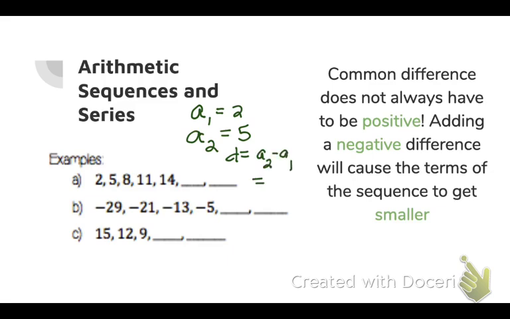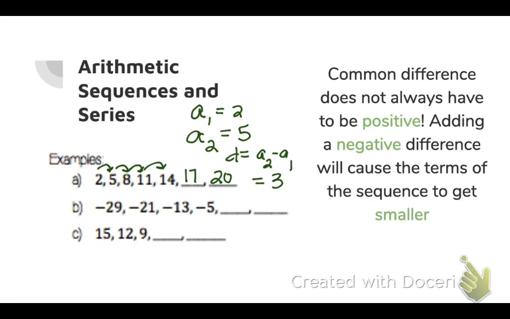So I can actually take any two subsequent terms, like I could take a sub 4 and subtract a sub 3, because what I should see is that I'm always adding 3 to get to the next number in the sequence. So the next number would be 17, so that would be the sixth term, a sub 6. The seventh term would be 20 if I kept adding 3.